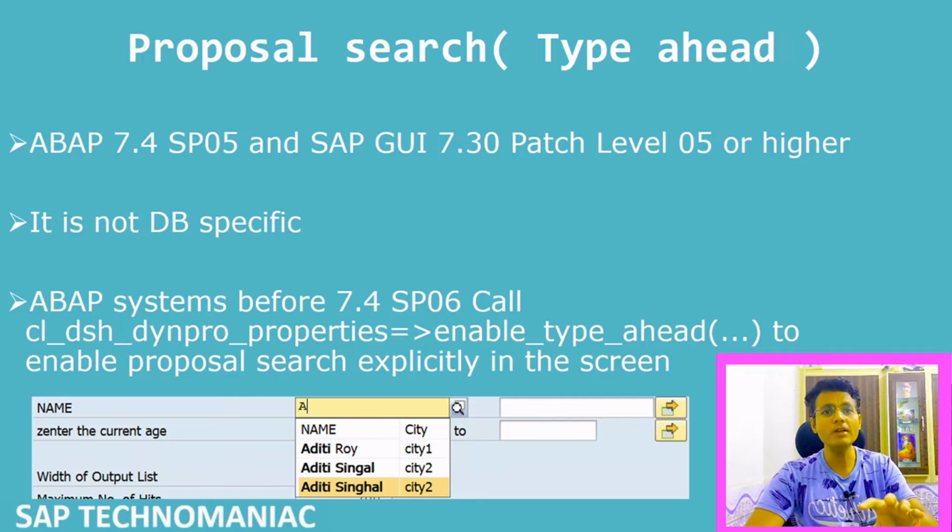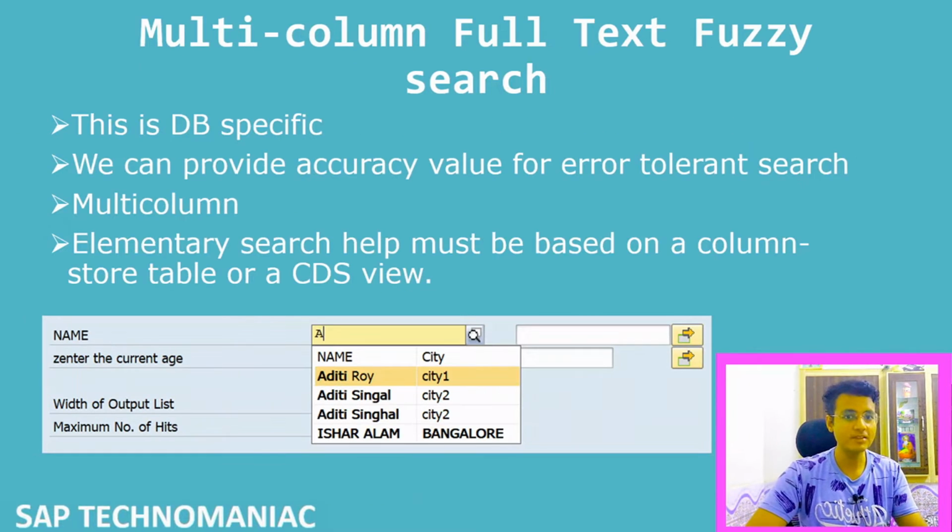So this is how type ahead search works. The main thing is that it is not database specific. Even if you are not working on HANA, you can use type ahead search. But multi-column, or full text fuzzy search, is database specific. As of now, this kind of search is available on the HANA database only. If you have a HANA database, you can use it.